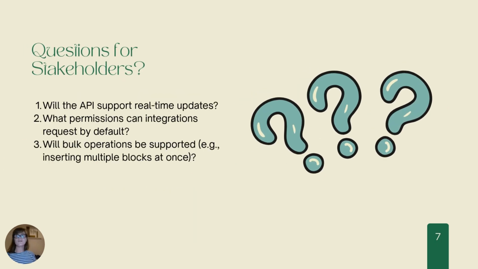I would also have questions that I would ask of the stakeholders. Will the API push real-time updates or require polling? This matters so integrations can stay in sync efficiently. What default permissions can integrations request? This ensures data access is safe and matches user settings. Should the API handle bulk operations or just single updates? This affects performance, especially for large workspaces.